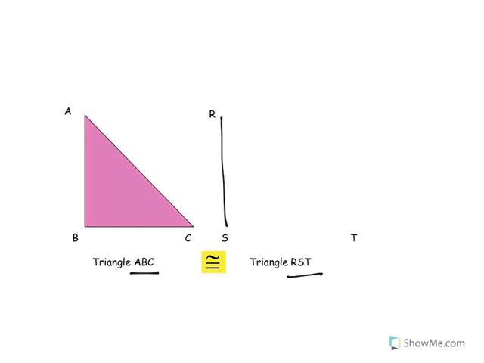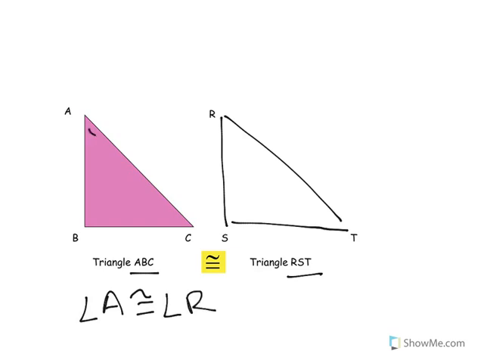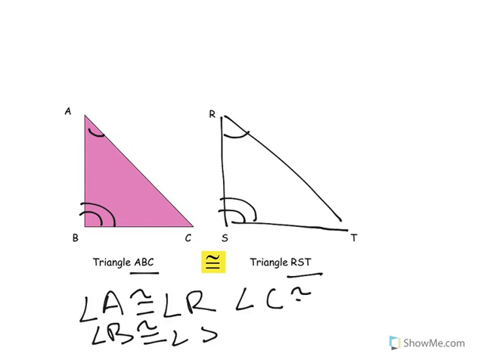So here we can draw our triangle. If we say that angle A is congruent to angle R, they should have the same marking, and angle B is congruent to angle S. So this is angle B and angle S. And angle C is congruent to angle T. In geometry, when they have the same marking, we say that they are congruent. So now we need to compare the size.